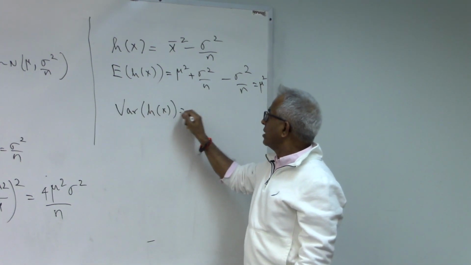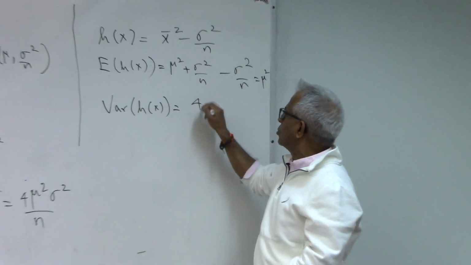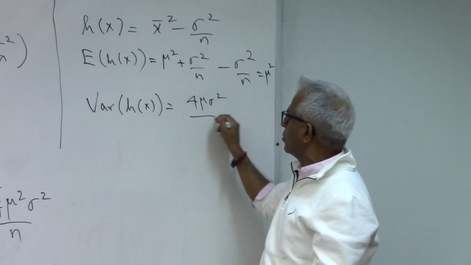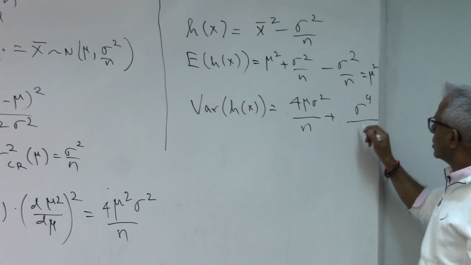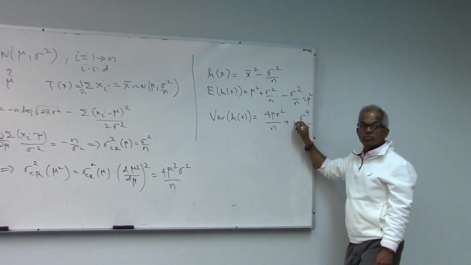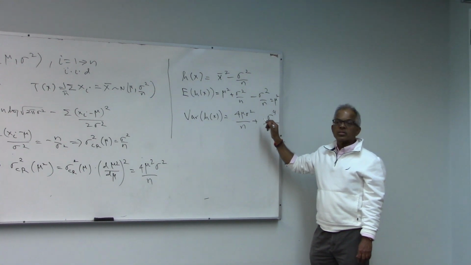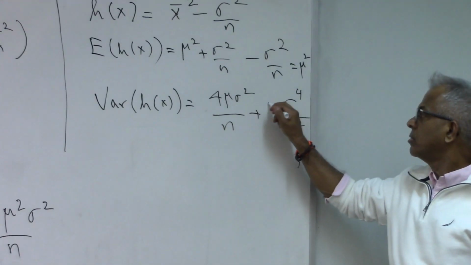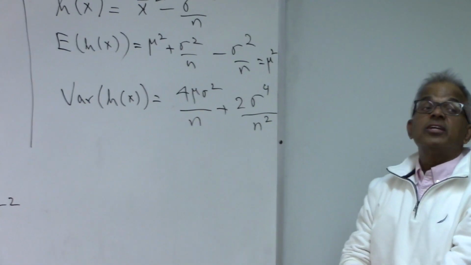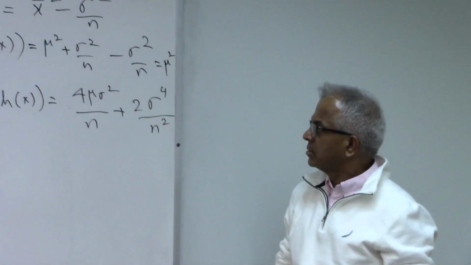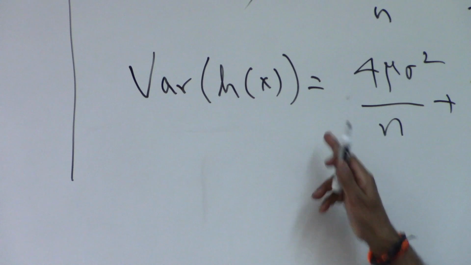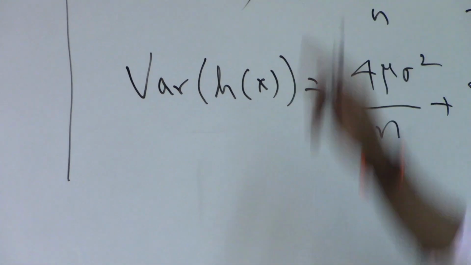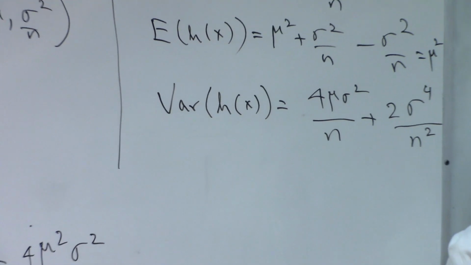What was it? Can you read it? So that turns out to be 4 mu squared sigma squared over n plus... What was the term here? 3 or 2? We just did it a few minutes earlier. So clearly you can see this estimator is not efficient. But this is the best one because it's a function of sufficient statistics.